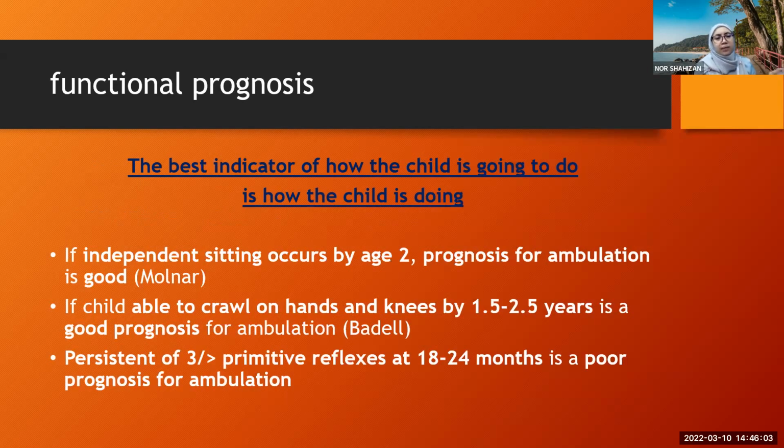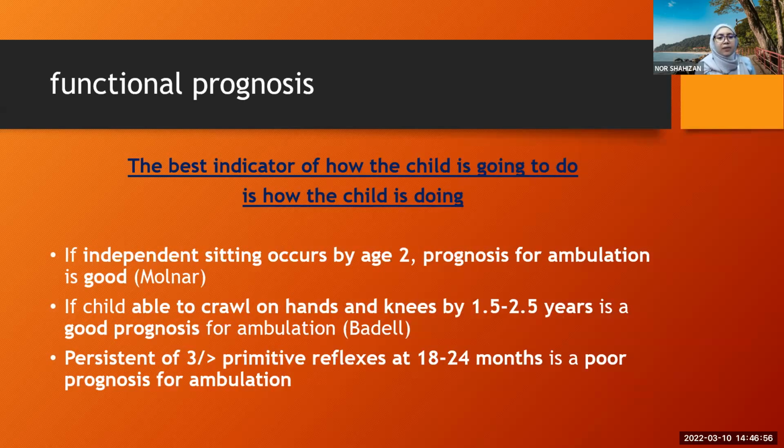If we see the child have independent sitting by age 2, prognosis for ambulation is good. This is a study by Molnar. Usually children can sit independently around age 6 to 9 months. In CP they will have delayed sitting and delayed walking. But if the CP child is able to sit independently by the age of 2, later on the patient will have a good prognosis for ambulation, either with walking aids or any other assistive device.